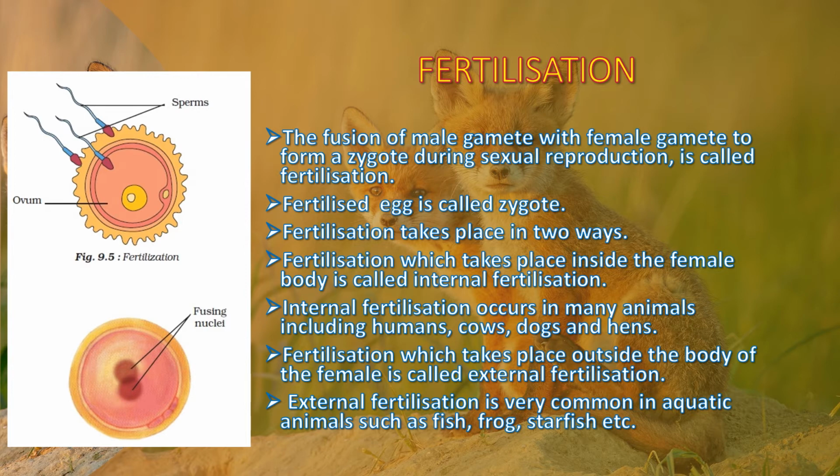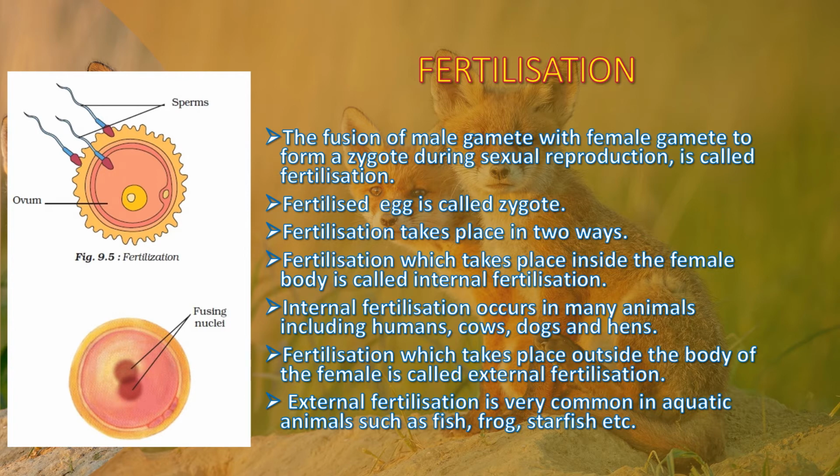As the eggs are laid, the male deposits sperms over them, and each sperm swims randomly in water with the help of its long tail, and then these sperms come in contact with the eggs. Such type of fertilization, in which the fusion of male and female gamete takes place outside the body of the female, is called external fertilization. This is a very common feature in aquatic animals. Water is required for external fertilization. Aquatic animals such as fish, frog, starfish, etc.